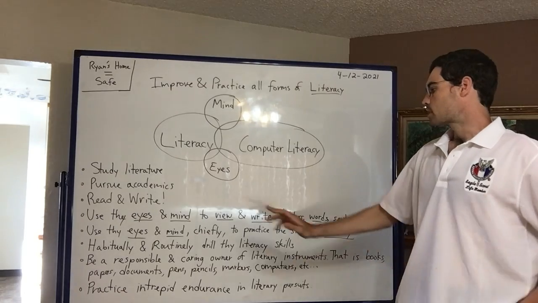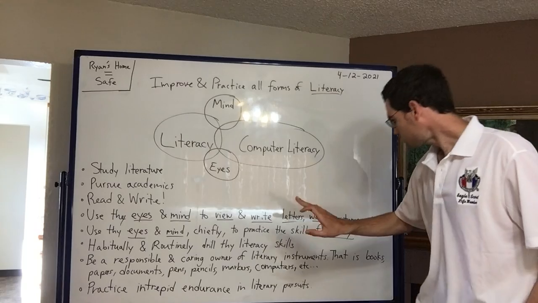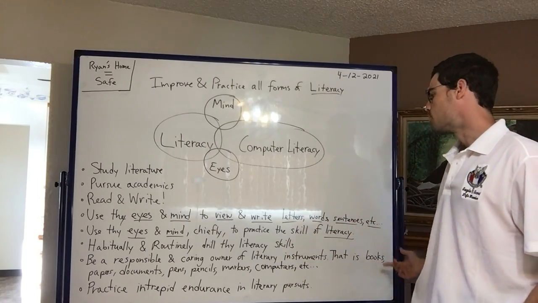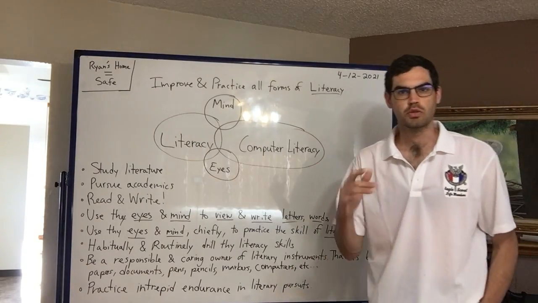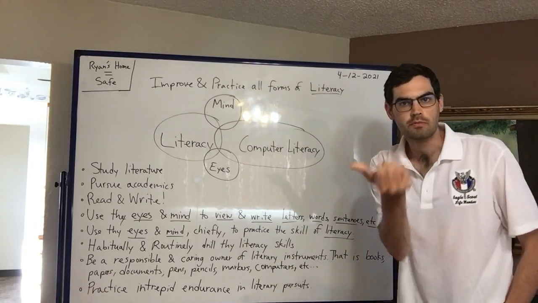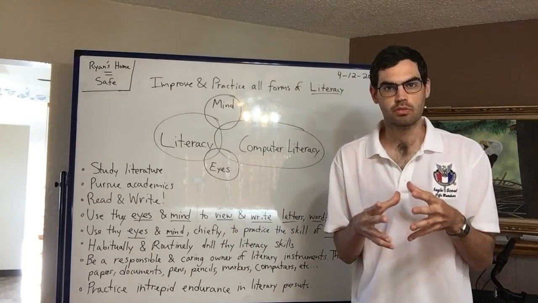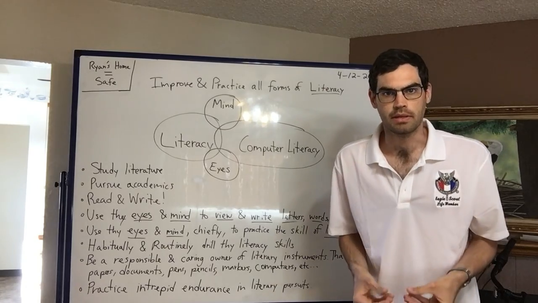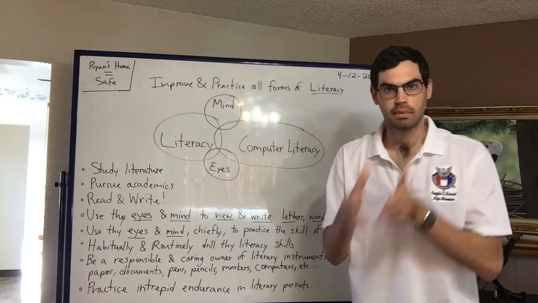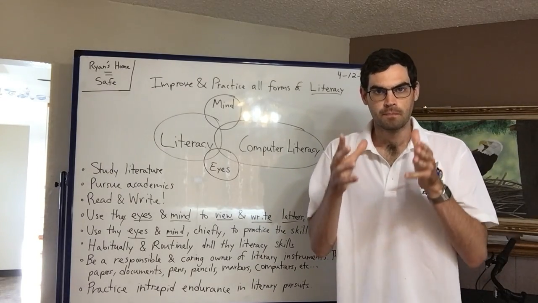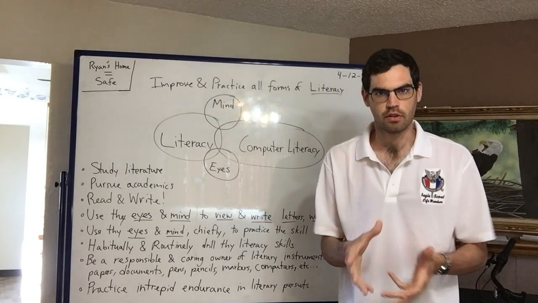Okay. Next, we have: be a responsible and caring owner of literary instruments. That is books, papers, documents, pens, pencils, markers, computers, etc. Also tablet devices, e-readers, newspapers. Be responsible and caring as an owner of these instruments of literature. Care for them, be responsible for them, maintain them, organize them, keep them neat and clean. Care for the books. Don't damage the books.